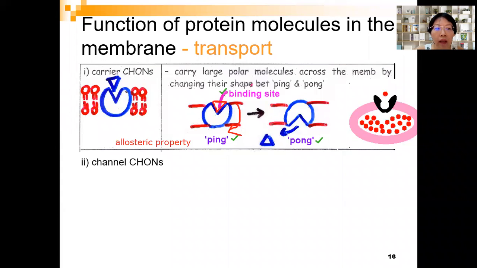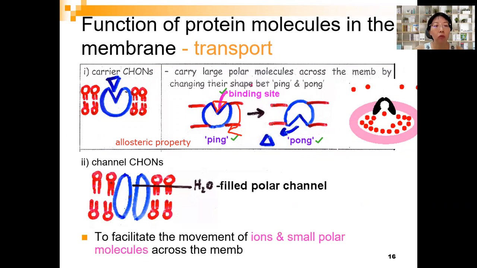Now, what about channel proteins? A channel is like a little stream or a little river or a little drain across the membrane. Now, you know that the center part of the membrane is hydrophobic, right? But we create a little drain which is filled up with water across the membrane so that water-soluble ions can pass through the hydrophobic part of the membrane. So this is what you need to draw. We use a few proteins arranged in such a way that right in the center of the protein is the channel that is filled with water. So it is a water-filled polar channel. Now my ions can pass through the channel protein.